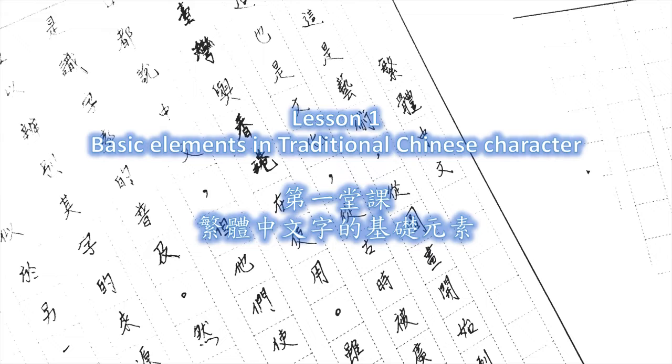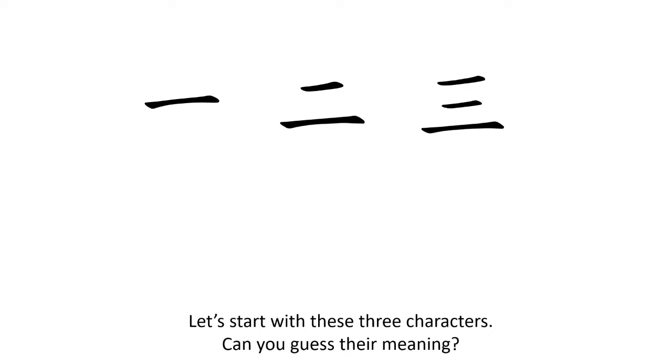第一堂课，繁体中文字的基础元素。Let's start with these 3 characters. The left one has 1 horizontal line. The one in the middle has 2. And the right one has 3. Can you guess their meaning? Yes, you're so smart. They are 1, 2, and 3.